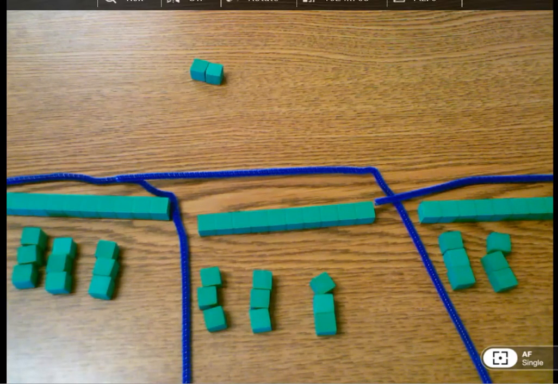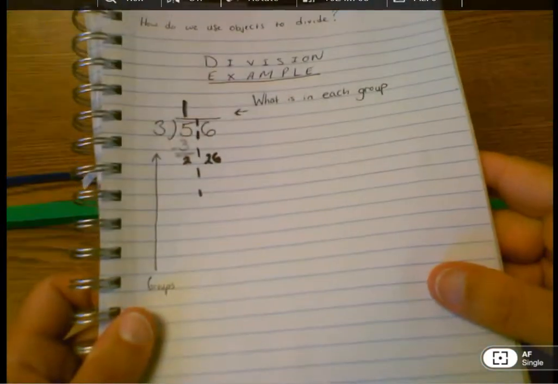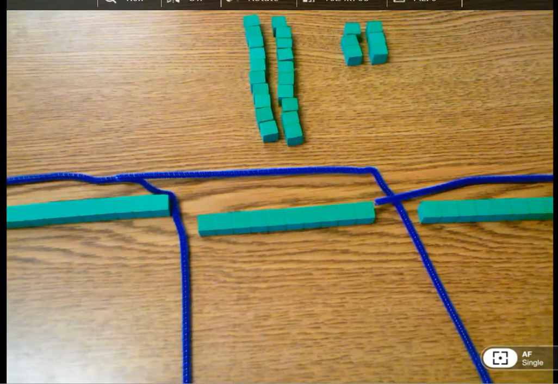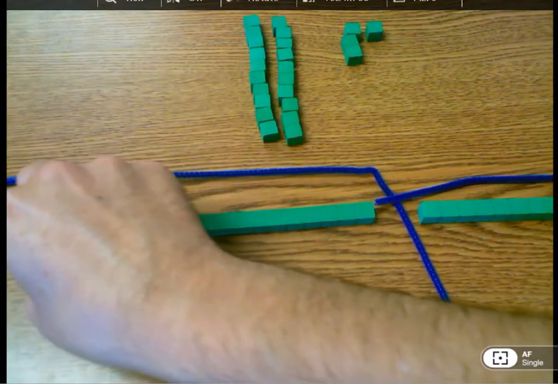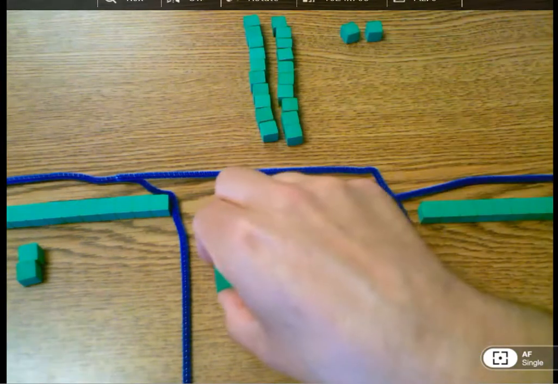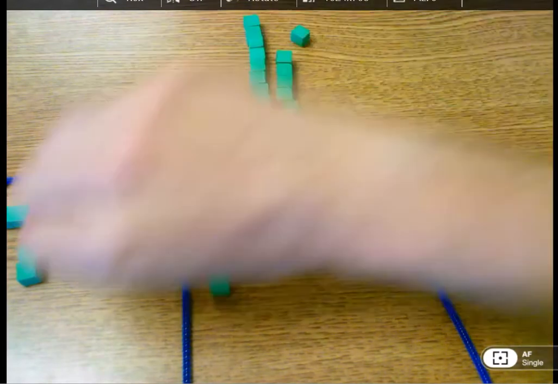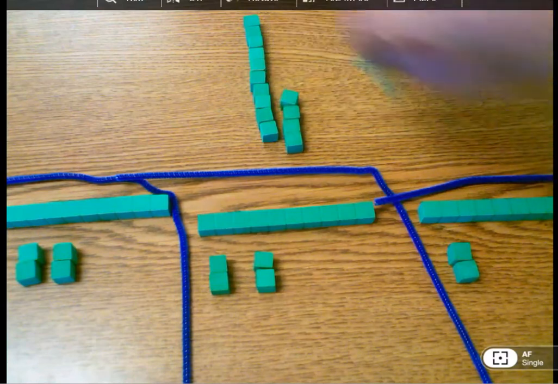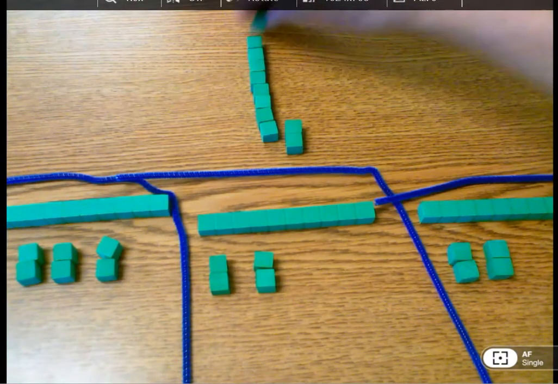So if 3 was too many, let's take it back and try 2. So I'm back with my original 26, which again is coming from the original division. I have 26 in my 1, so I need to divide that equally into the 3 groups. This time I'm going to try 2 at a time. There's my first group of 2, second group of 2, third group of 2. Now I have 3.